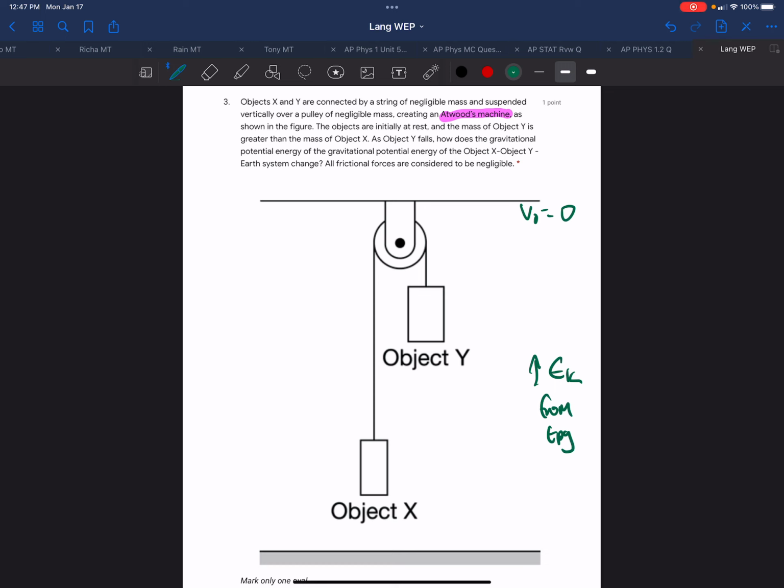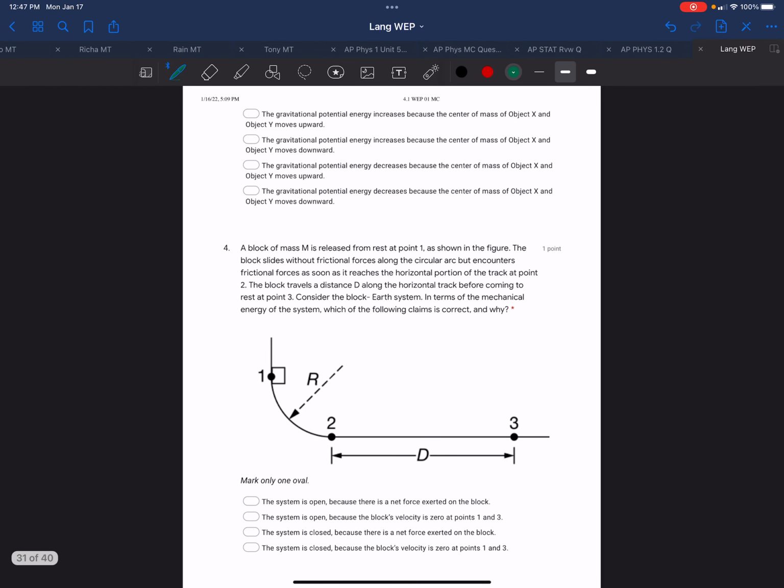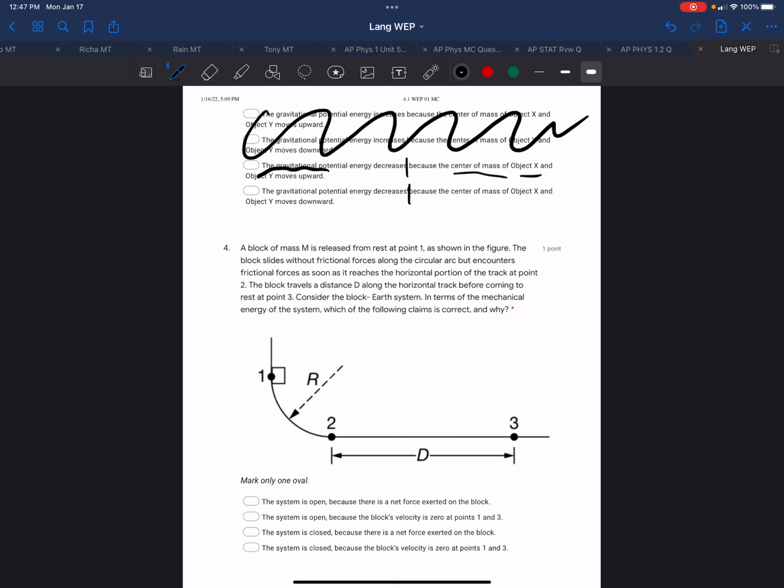That's the first thing. So when we look at the choices, we have gravitational potential energy increase, increase, decrease, decrease. Right off the bat, just by recognizing that the gravitational potential energy will decrease, we get it down to 50-50. Now the second clause of each of these statements has to do with the center of mass of X and Y, and the difference is whether it moves upward or downward.